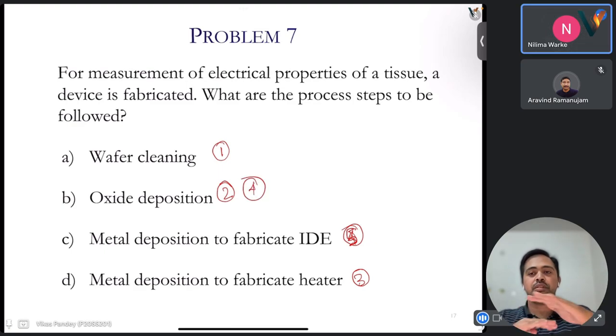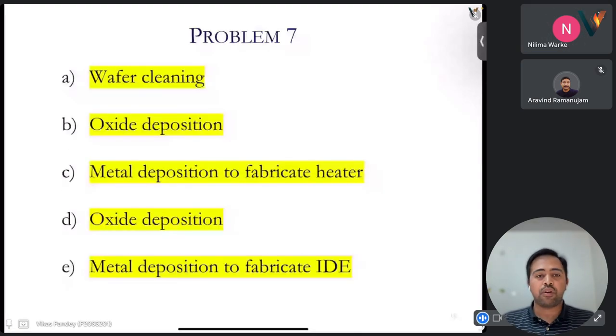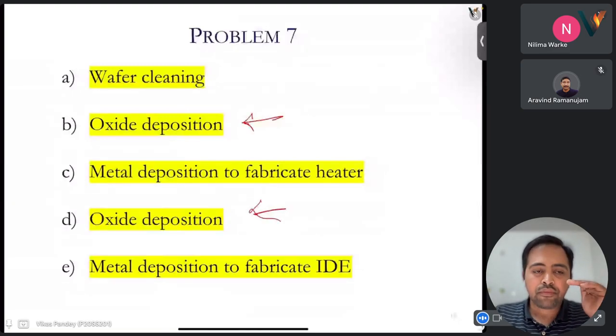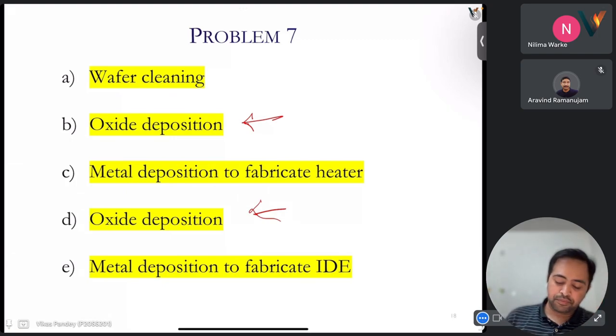Yes, to isolate them. I think this is something we have done earlier also, right? Yes. So, oxide deposition, we are doing two times. Why? Because we have to isolate the heater from the silicon below, as well as we have to isolate the heater and the ID pattern. They don't short. Fine. Any doubt in this?